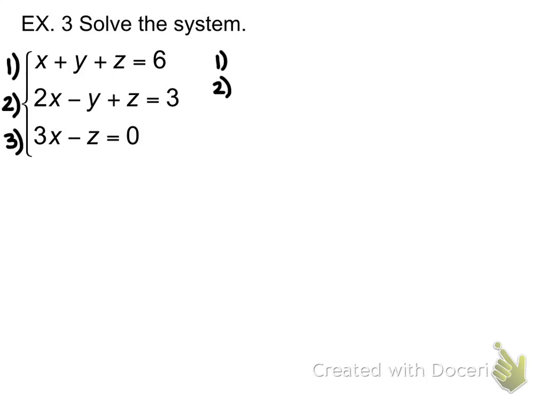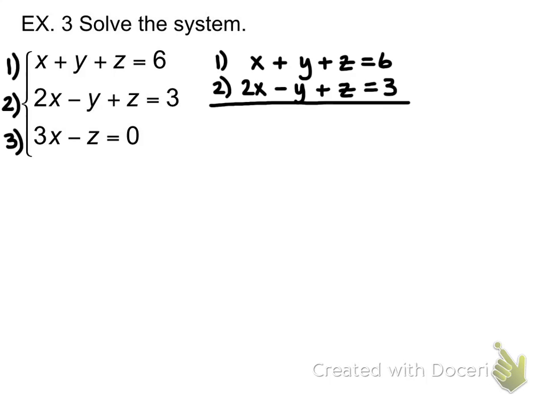So I'm going to take equations 1 and 2 and rewrite them. And I notice that one is a positive y and one is a negative y. So when I add these two equations together, I would have 3x, the y's cancel, plus 2z equals 9. Now, anytime I come up with a new equation, I'm going to number that equation, just so I can keep track of all the different equations that I come up with.